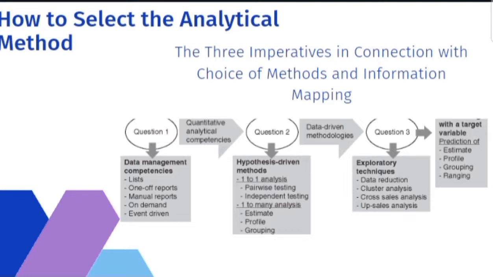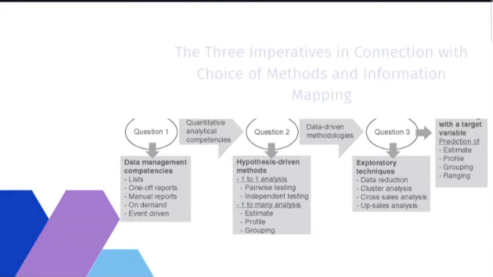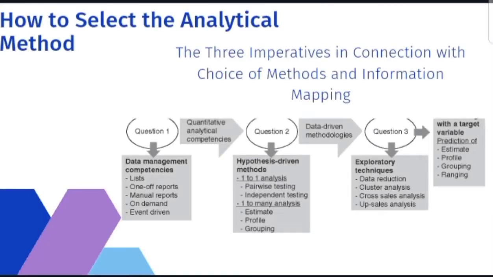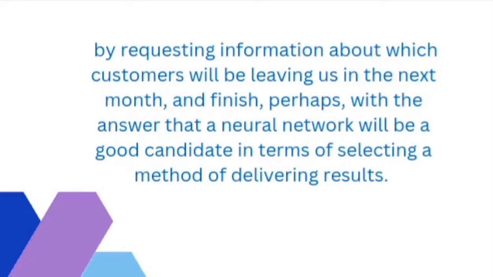So, let's see exhibit 4.2. They deliver the questions that will help clarify which information types are the most relevant, and we go through the 4 information types one by one. Concentrate on which types are relevant. So in terms of perspective, we start with a business perspective and finish with an analytical perspective. For example, by requesting information about which customers will be leaving us in the next month, and finish perhaps with the answer that the neural network will be a good candidate in terms of selecting a method of delivering results.